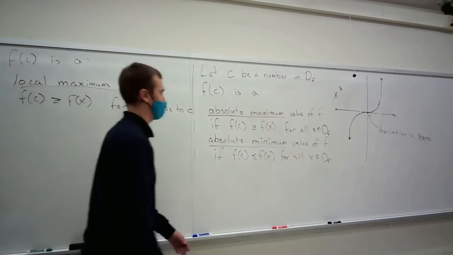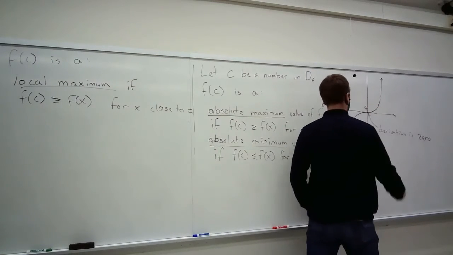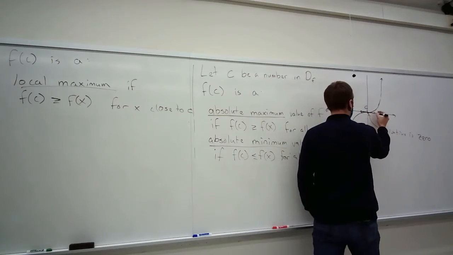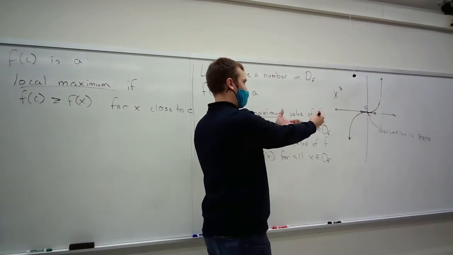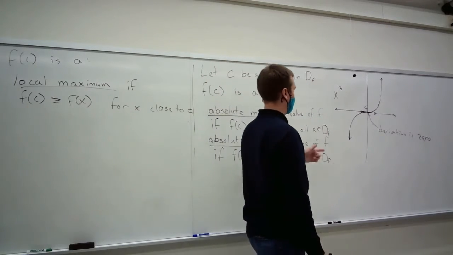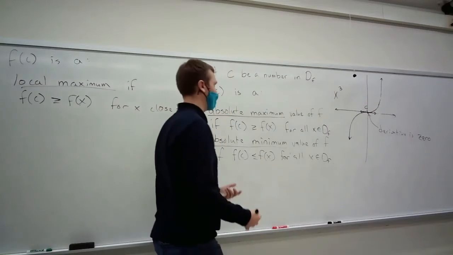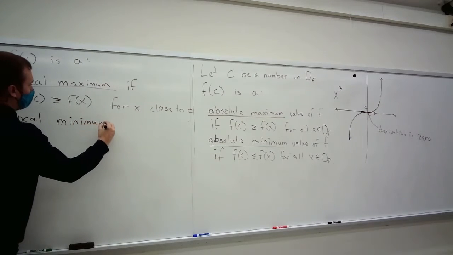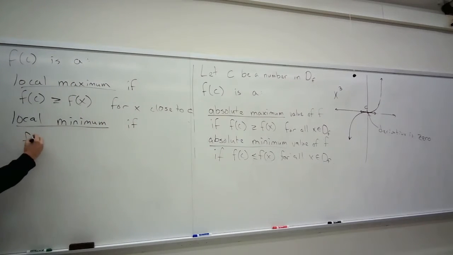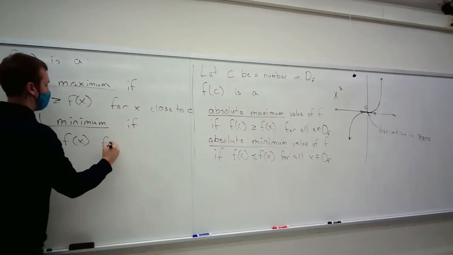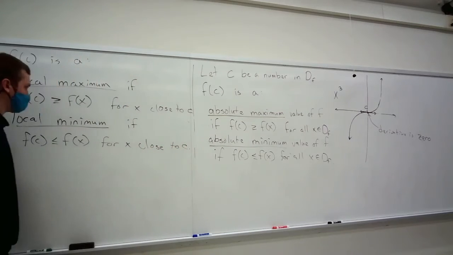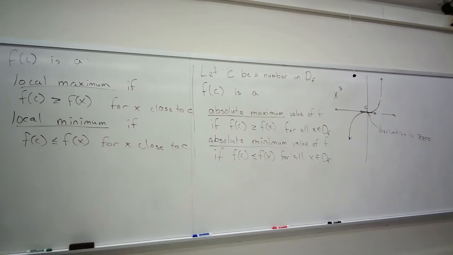So like I've done before, if I say here's my x, where I suspect there is a maximum or a minimum, if I only look at the x's that are pretty close to c, so x is anywhere in that little interval around c, if my function at c is bigger than everything else around there, then we have a local max. That's not what we have there, right? We have a local minimum if f of c is less than or equal to f of x for any x close to c. Same definition flipped around.